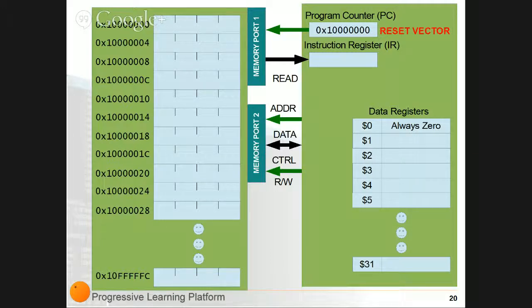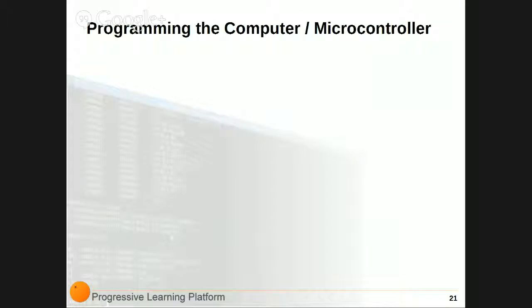Now, when you boot up the computer, it has a reset vector where it starts executing from that address. So it loads the PC with that address. Some controllers, it's 0. In the PLP CPU, it's 1000. So it points to the first word of the memory. So how do you program the controller? You have memory where you store the program and data. So how do you think you program it?